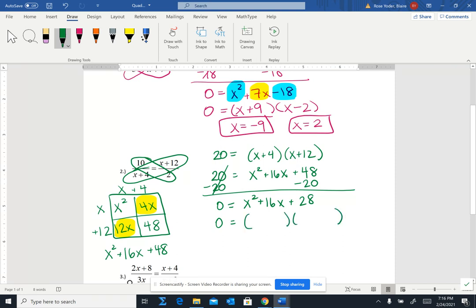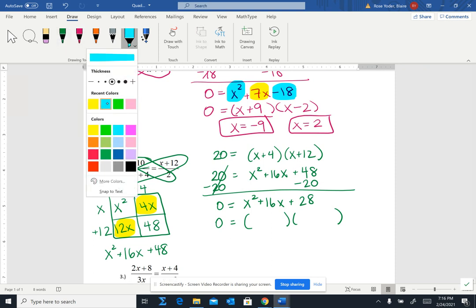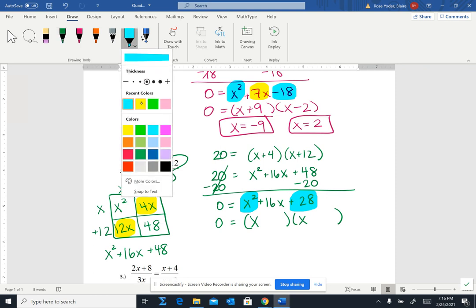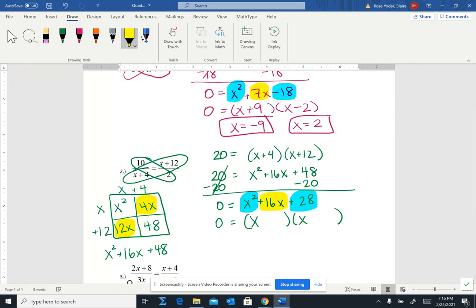Usually 7 and 4 is what comes to my mind first, but that's not going to give me 16. So let me switch colors here for a second. I want my x squared, that's going to be x times x. And then 28, let's see, if it's not 7 and 4, there's 14 and 2. Oh, 14 and 2, that adds up to 16. So that's my combination that works.